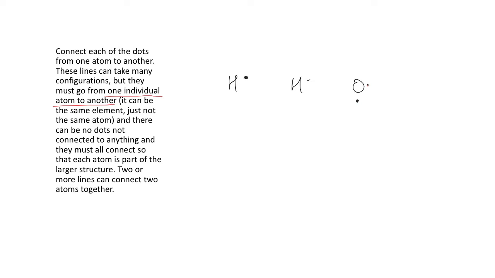What I want to do instead is something like this. Connect that one to that one and connect that one to that one. That's the only other orientation that it can form. All right, so they're all connected. There can be no dots not connected to anything, so they're all connected to something.